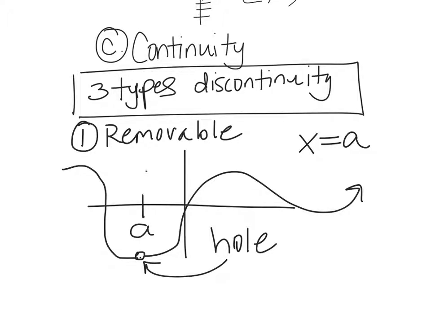But I could also put a dot right here. And that's okay. It's still a function, and there's still a hole in your graph. So it doesn't matter if there is a point there or not at a. Just there's no point on the graph at a right there. It's called a removable. All right, number 2.